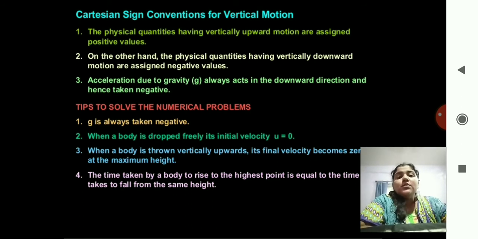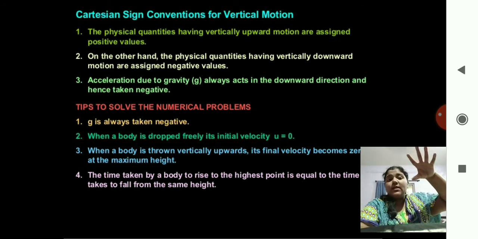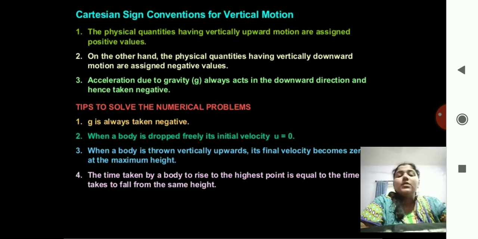When a body is dropped freely, its initial velocity will be u is equal to 0. Why? Because when we are freely just dropping it, we are not throwing it or pushing it. We are just dropping it freely. Means we are not applying any force at the initial stage. So the initial velocity will be 0.